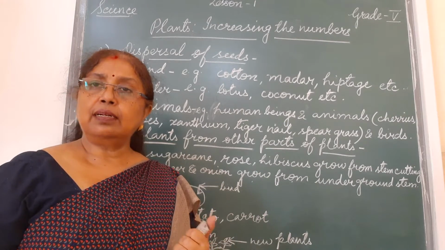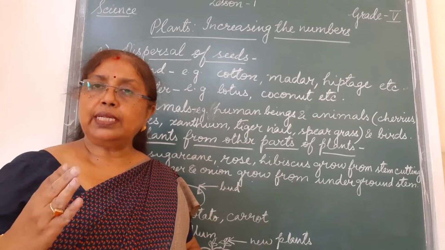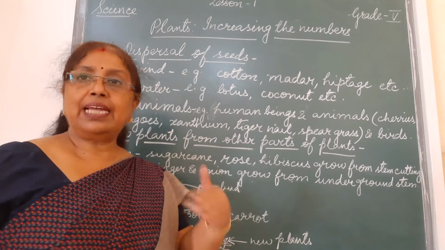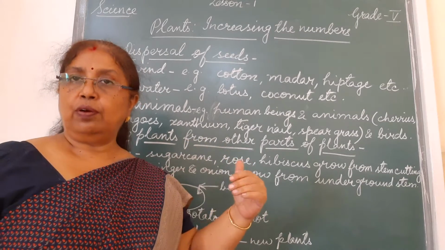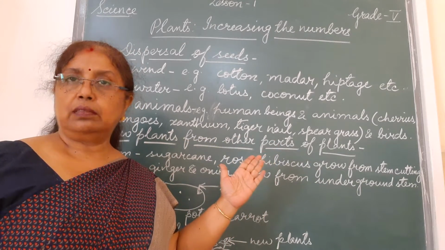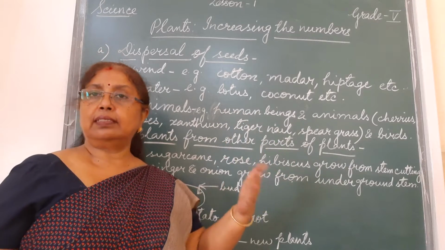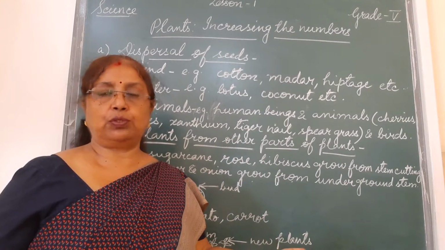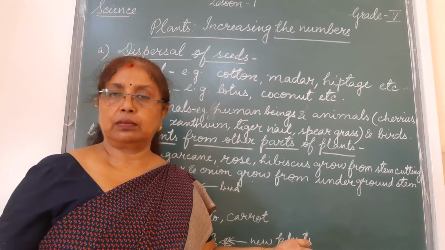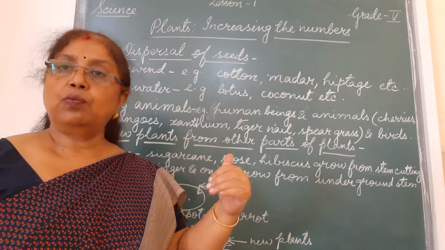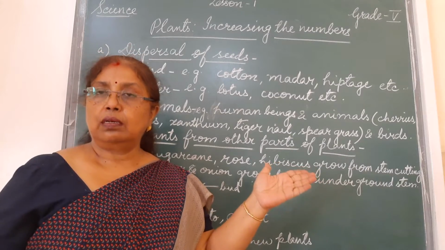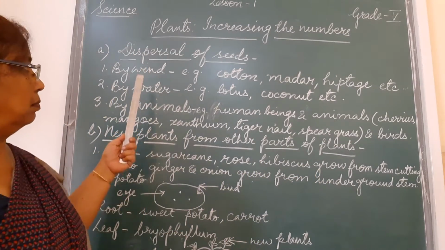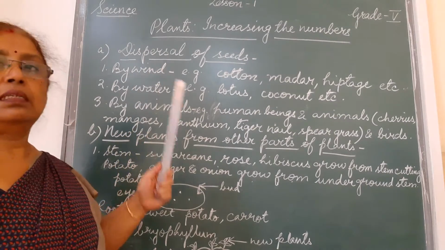So for that, nature has given some agents which take away the seeds from the parent plant so that they get enough air, sunlight, water and space to grow into healthy plant. Now we will study here what are the agents of the seed dispersal. Now first of all, we will see that this is the dispersal by the winds.